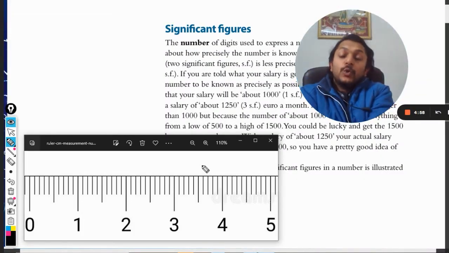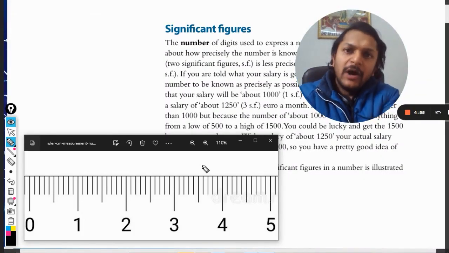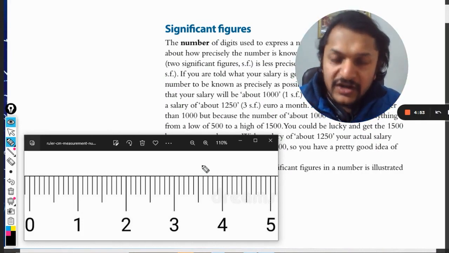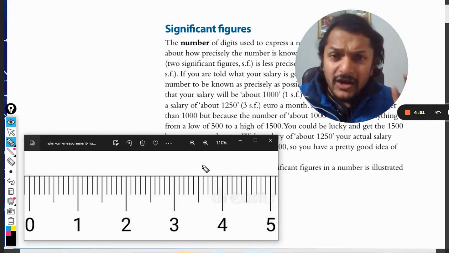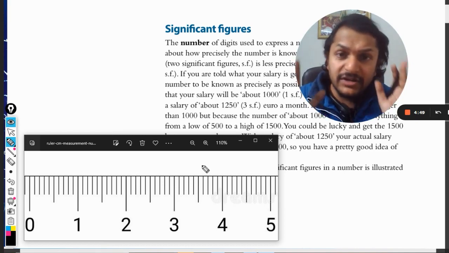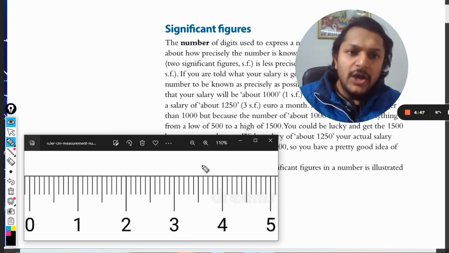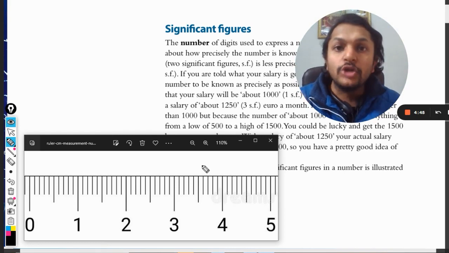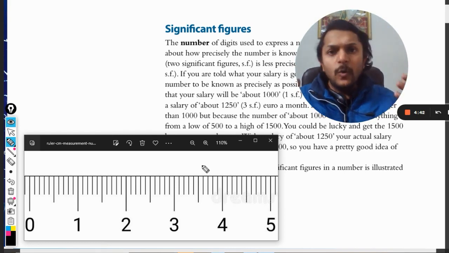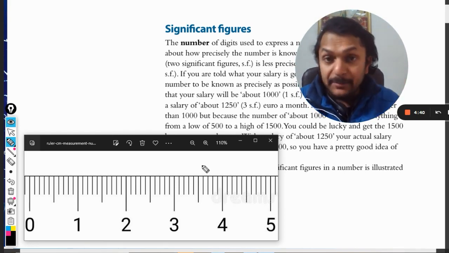Okay, dear students. In this video, we are going to learn about the topic of significant figures, and we will be discussing everything that is in your syllabus and whatever is required for your examination. First of all, let us understand the concept behind significant figures. What are they, and why do we use them?